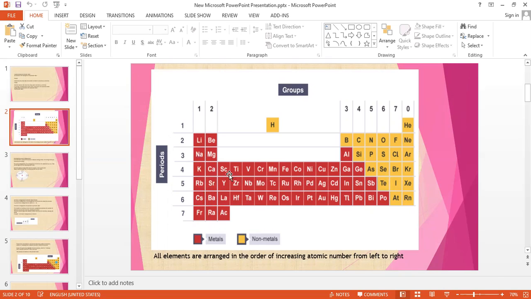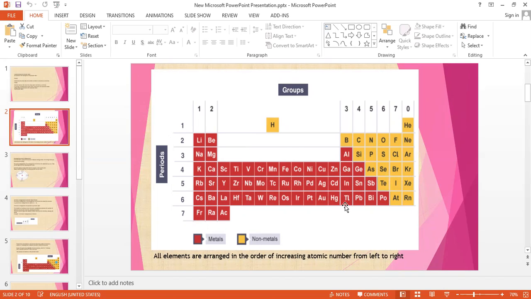So scandium, titanium, vanadium, chromium, manganese, iron, cobalt, nickel, copper, zinc, germanium. So these are the other metals of these different groups.